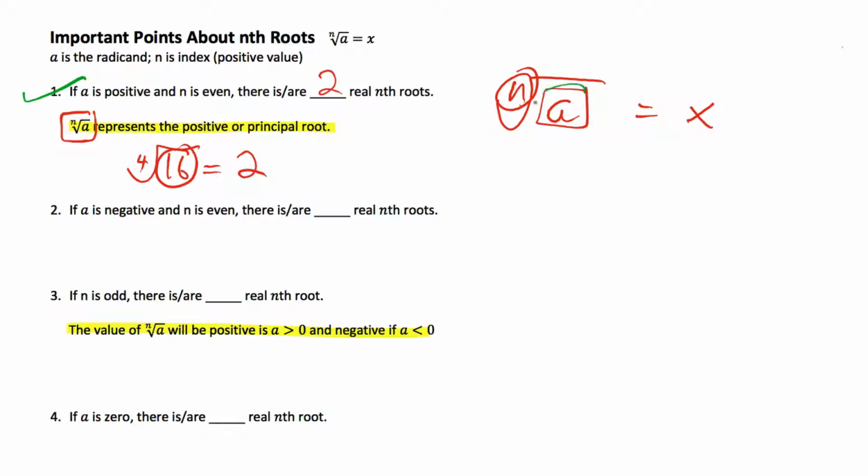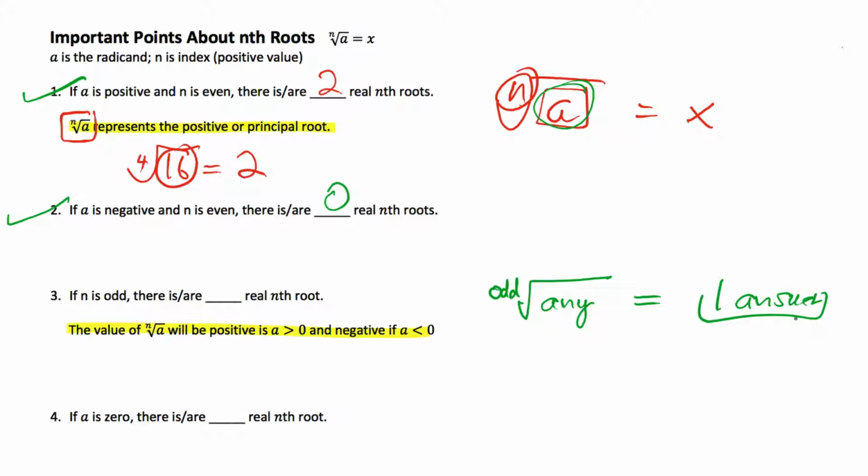Situation number 2, if our radicand is negative and we have an even index, we saw that it was not possible to nth root an even root, so there were 0 real roots. In the next situation, we had an odd index, and if we had any number as our radicand, we were able to come up with an answer, one answer. And that one answer is our principal root, whether it's positive or negative. We always got one answer. If our radicand was positive, we got a positive answer. If our radicand was negative, we got a negative answer.